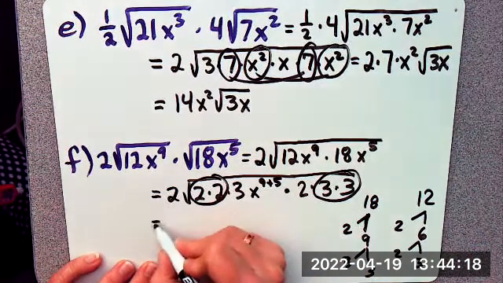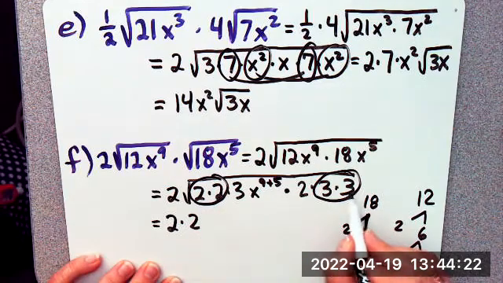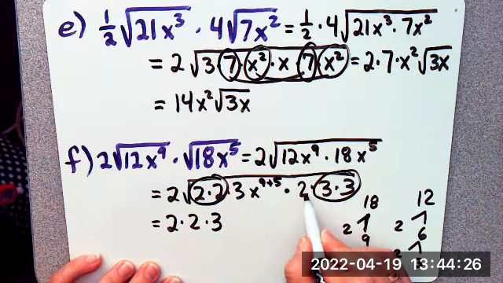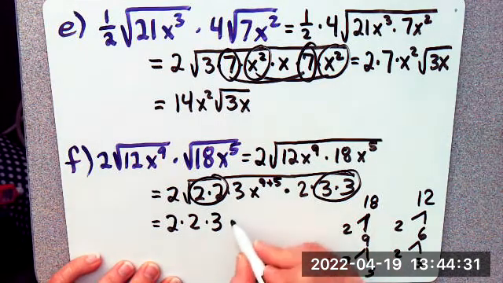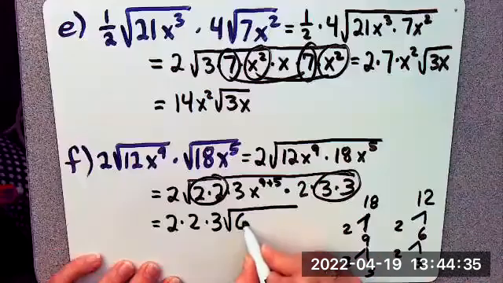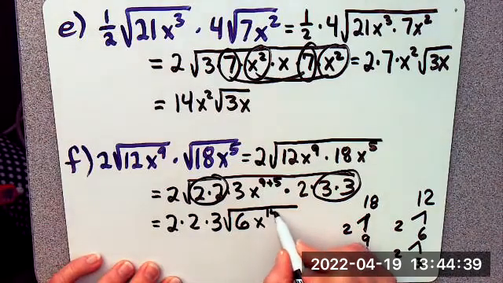So I can take one of the 2's out here and a 3 out here. And I have a 3 left and a 2 left, and they're alone. So 2 times 3 is going to remain in the square root house, and that is 6. And then that's x to the 14.